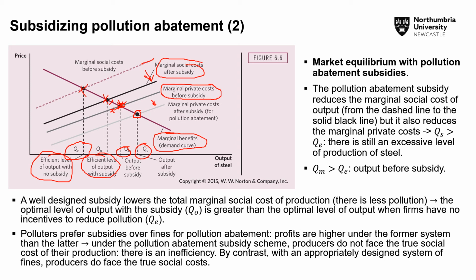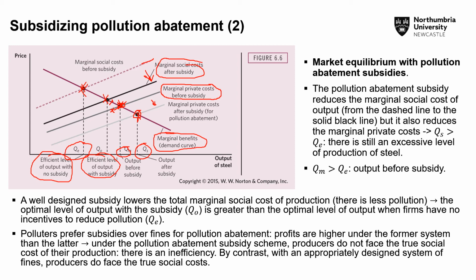However, before I say however, essentially what we are experiencing is a distortion. The output level is higher than the efficient level of output that should happen if there's no subsidy. This is what should essentially be produced. However, this is what we are producing. So hence we have a distortion that arises due to the provision of a subsidy.